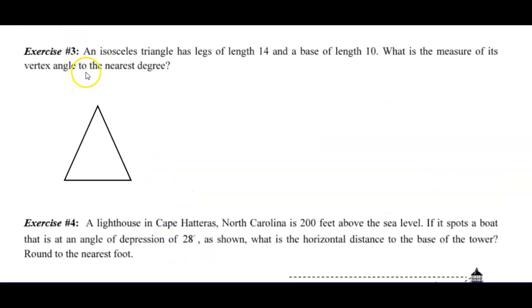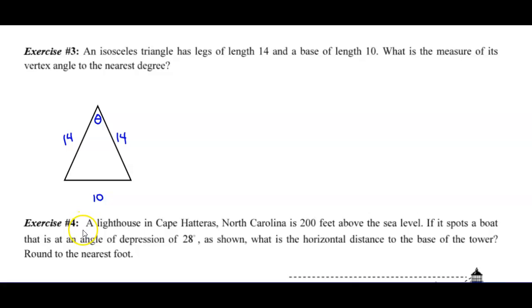All right, exercise 3. You can draw your own isosceles triangle. I've got one here already. It's got legs of 14 and base of 10. So I'll put those in, 14, 14, and 10. And so if I want to solve for the vertex angle, that's up here, right? So I can put a theta there because I'm trying to solve for that angle.